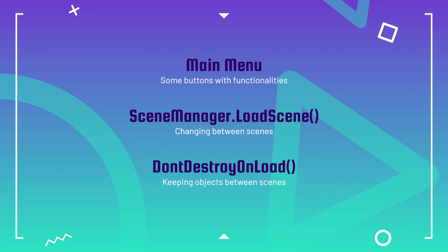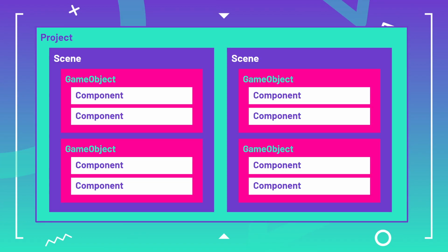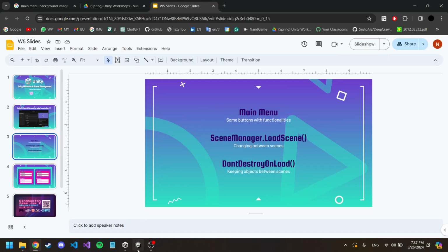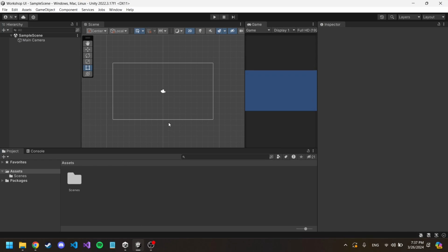We will be using Scene Manager and loading scenes, changing scenes and stuff. And also I will introduce you to a function that sort of keeps certain objects that you choose to be loaded to other scenes as well, so that they remain within different scenes. And yeah, we can just open up the Unity editor now.